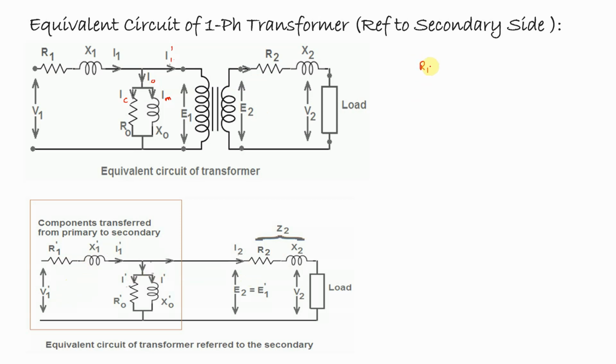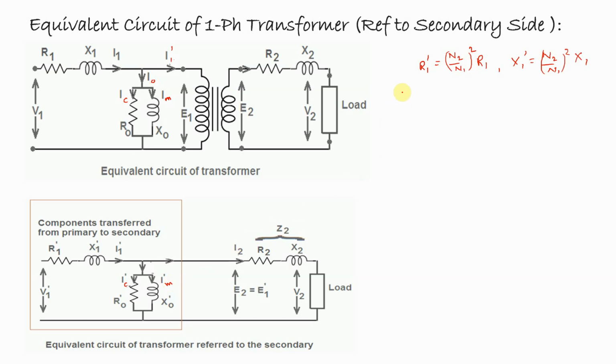Here, R1 dash will be equal to N2 by N1 into R1. This is called the resistance of the primary referred to secondary side. Similarly, X1 dash is equal to N2 by N1 squared into X1. That is the reactance of the primary side referred to secondary. Similarly, V1 dash, each and every value will be converted in terms of the secondary side.